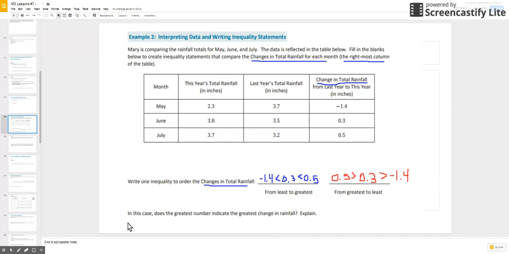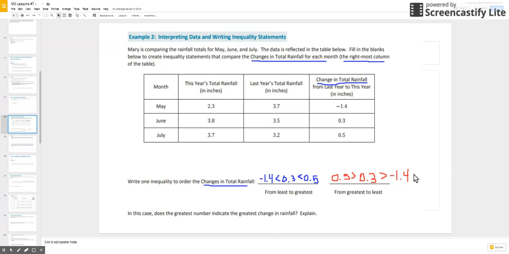It says, in this case, does the greatest number indicate the greatest change in rainfall? And explain. Well, the greatest number is 0.5. Does this indicate the greatest change? Go ahead and think about that for a moment. Think about, is 0.5 the greatest change? Well, hopefully you thought about it and said, no, it's not. The greatest change is actually negative 1.4.